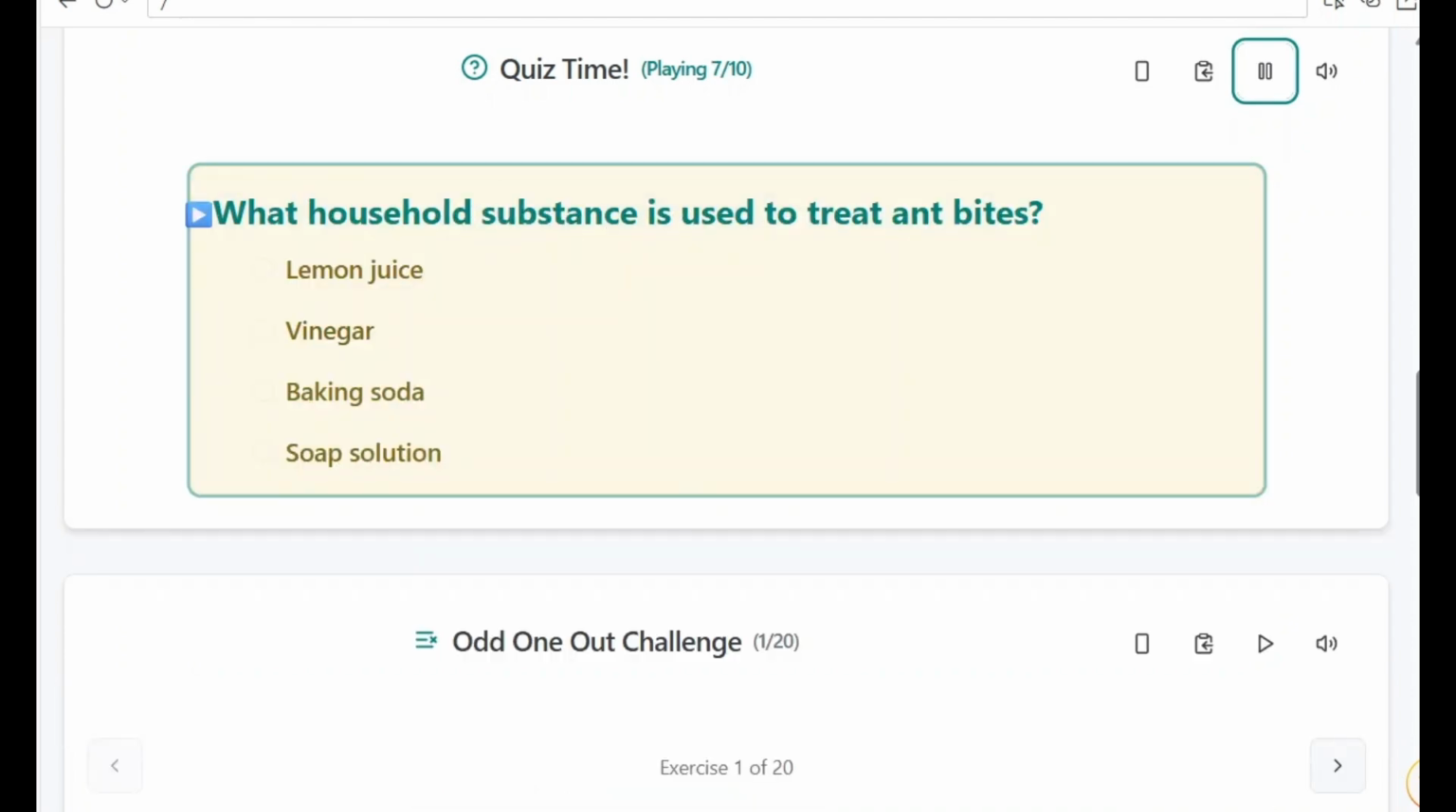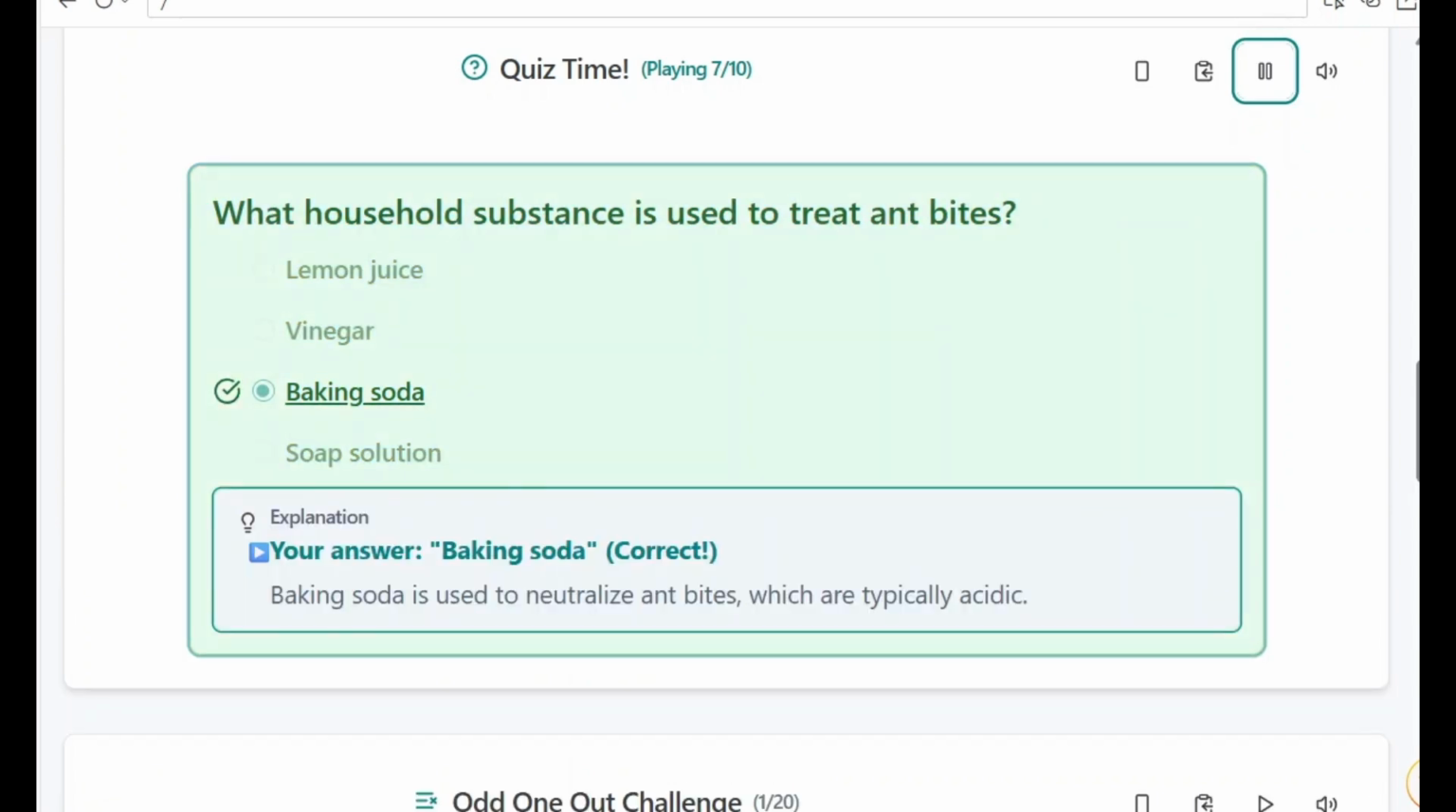What household substance is used to treat ant bites? The correct answer is baking soda. Explanation: baking soda is used to neutralize ant bites, which are typically acidic.